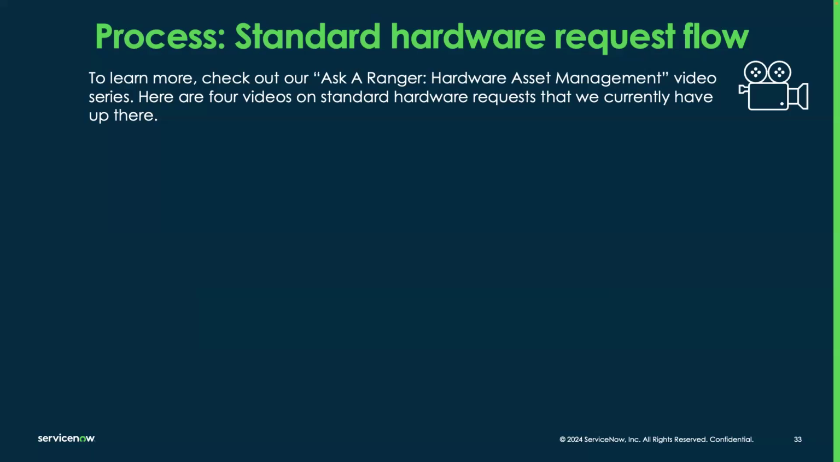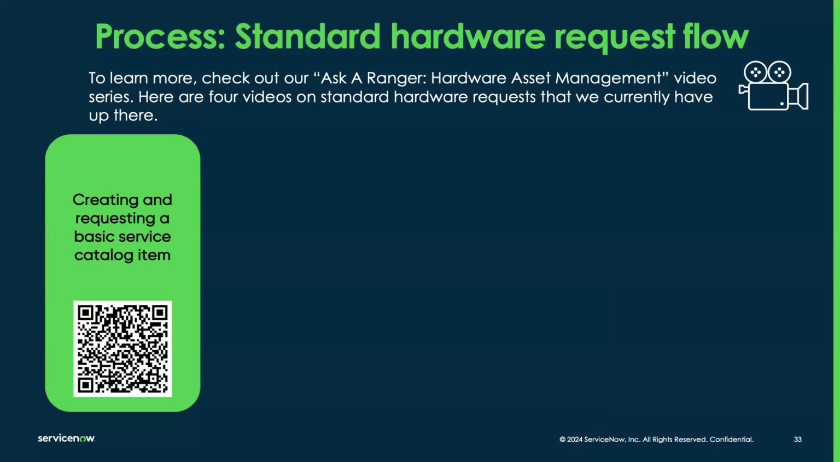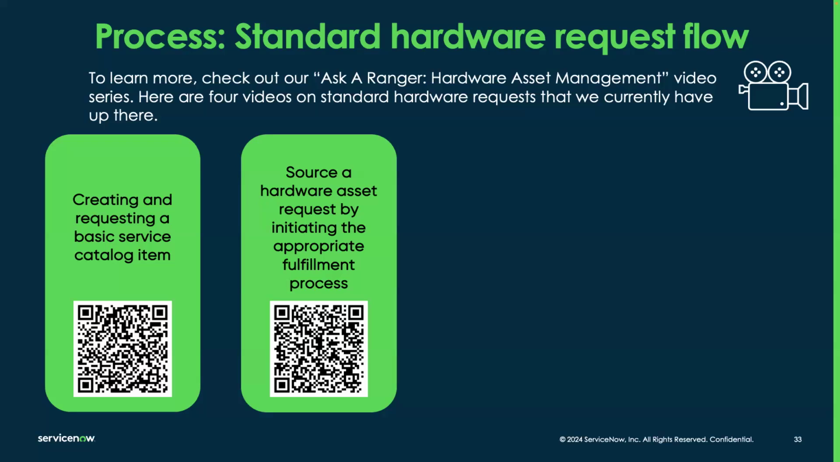Now, in the Ask the Ranger series, we do have 4 videos around the hardware request. The first one being creating and requesting a basic catalog item. So how do you create that catalog item and set up the request? Then, sourcing a hardware asset request by initiating and populating a fulfillment process.